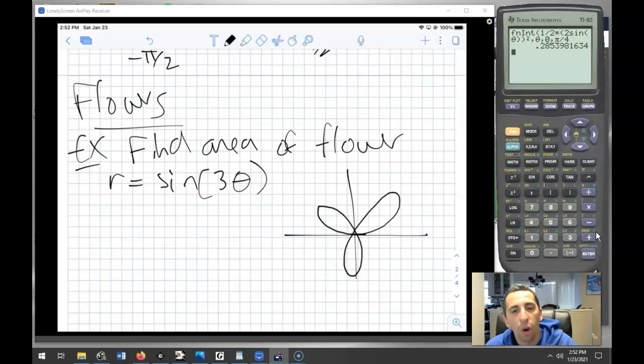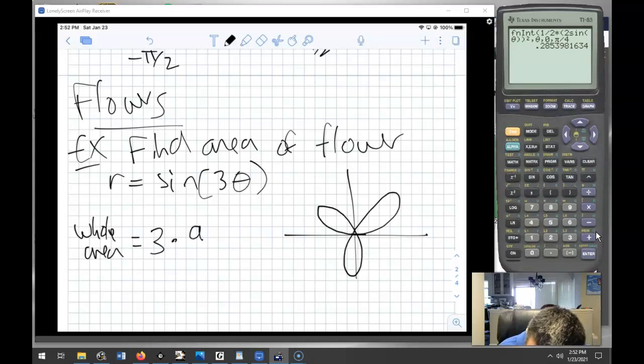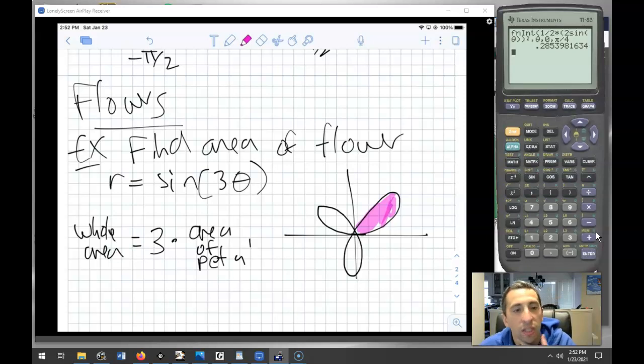Okay. So the way you want to approach these flowers, the flowers cross over each other. It's like a parametric graph that does that. The way you want to find this is the whole area is equal to 3 times the area of the petal. So our strategy is we're going to find the area of one petal and then multiply that by 3. Obviously my picture is crappy, but it is a truly symmetric one. Okay, so how do we find the area of a petal?